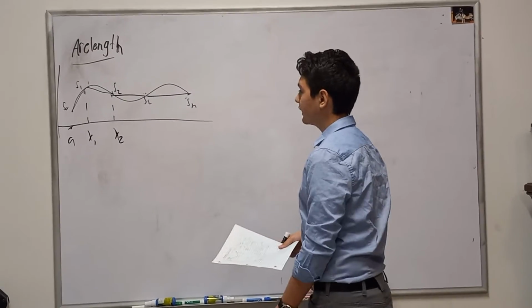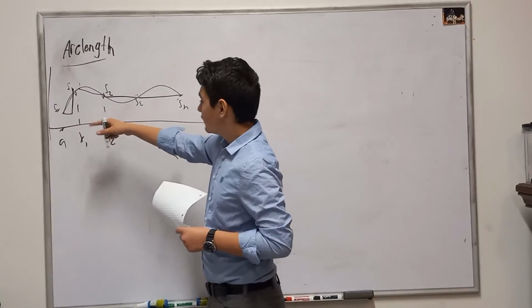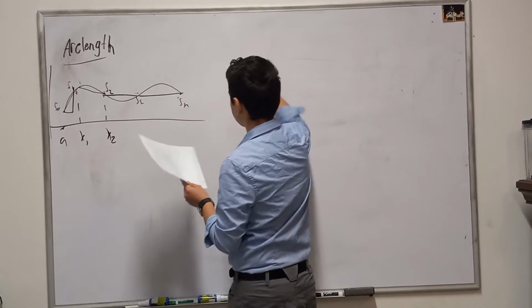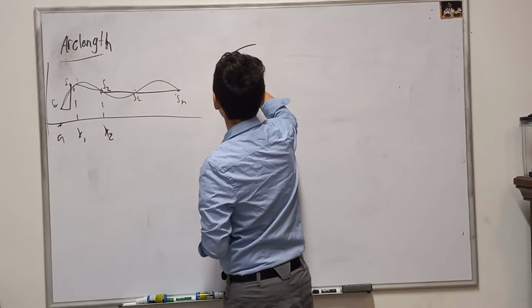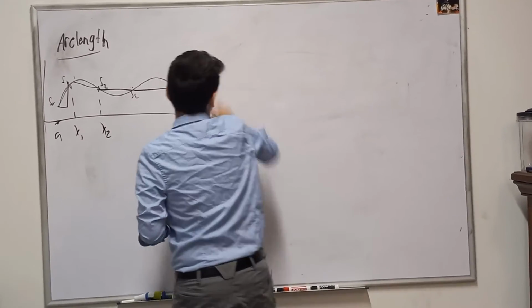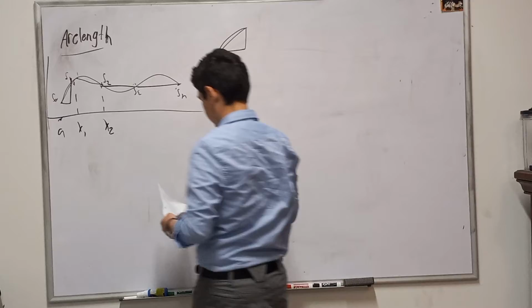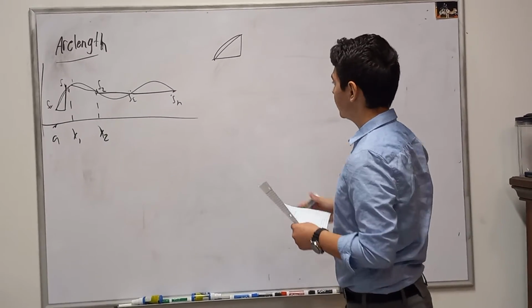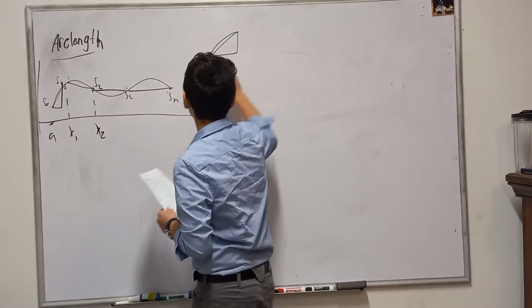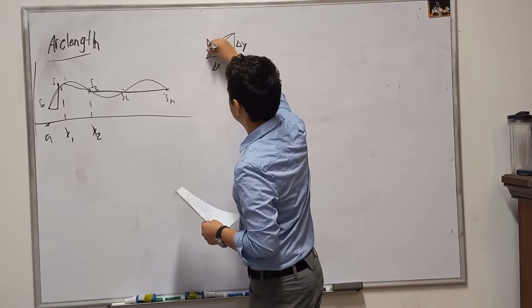Now let's look at the points S0 and S1. If we draw the lines connecting them, it's a triangle. Let's draw a close-up picture of it. We would have the curve, the line, and the triangle. This triangle can be described with delta x, because x is changing, and delta y. And then this can be delta s.